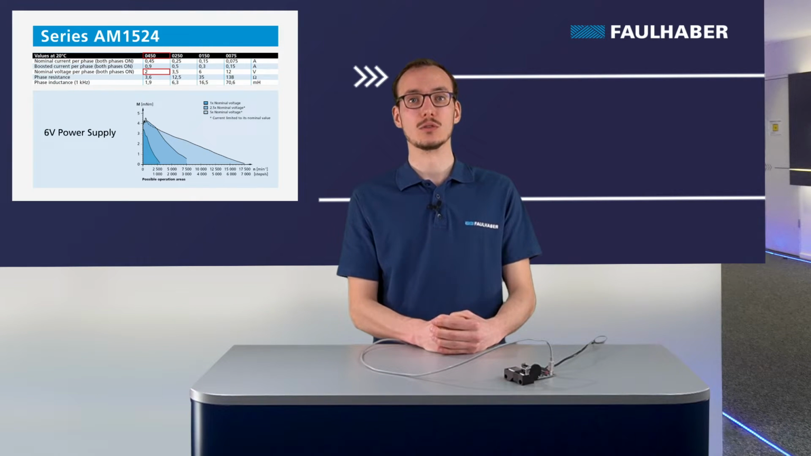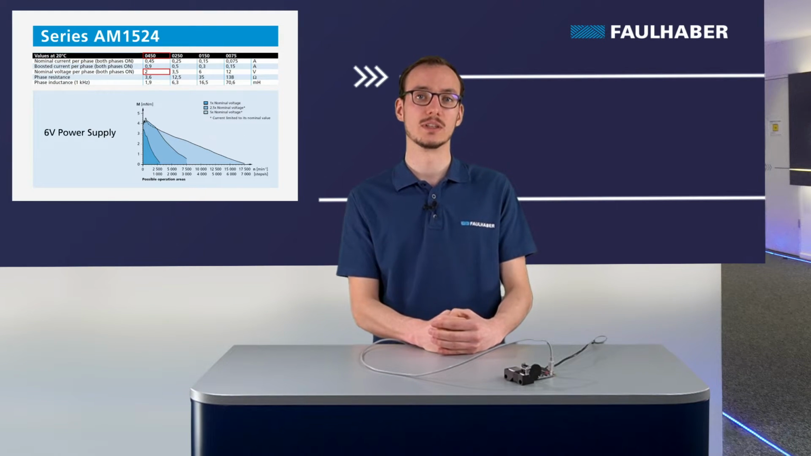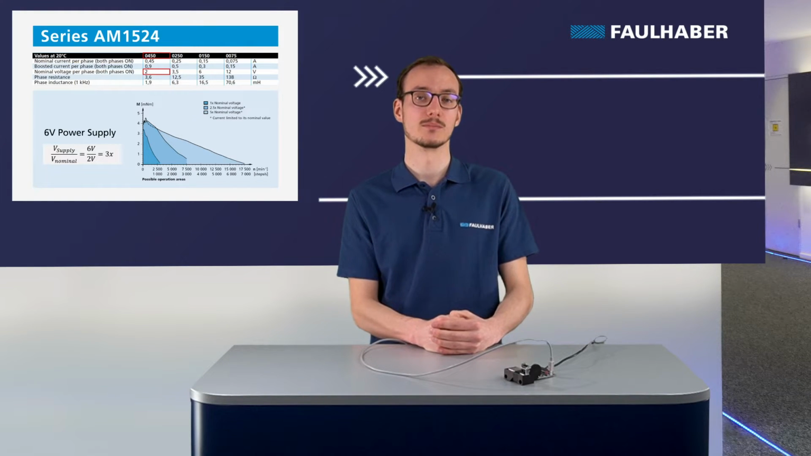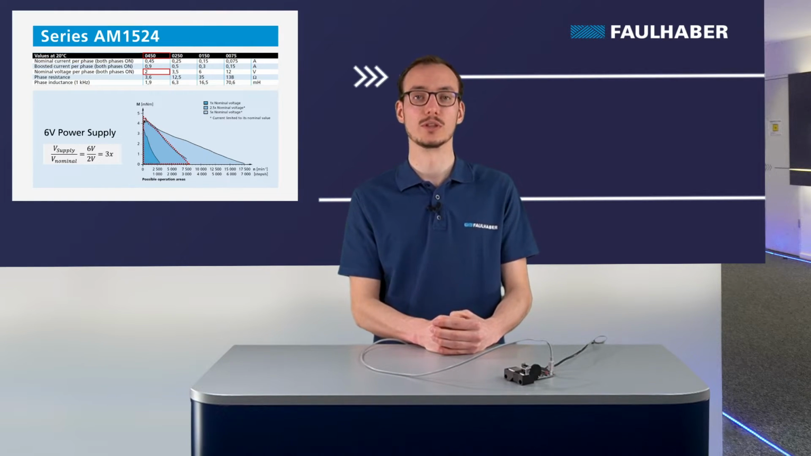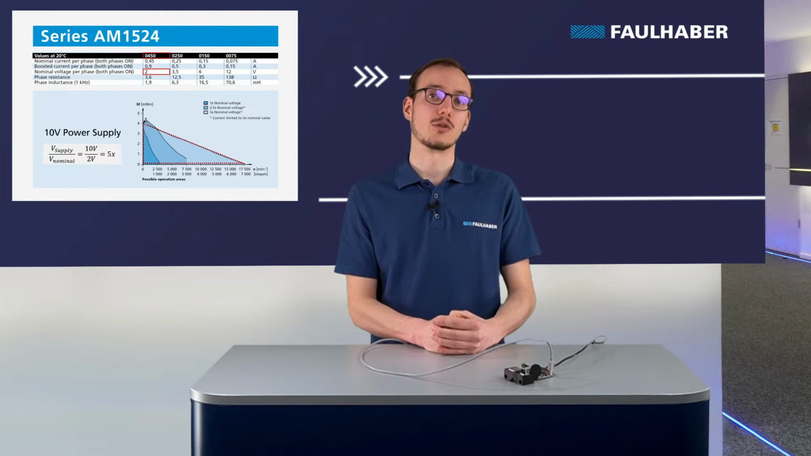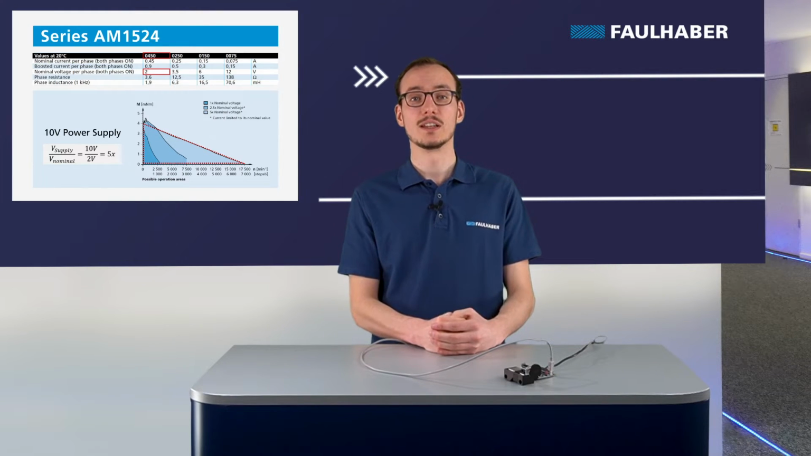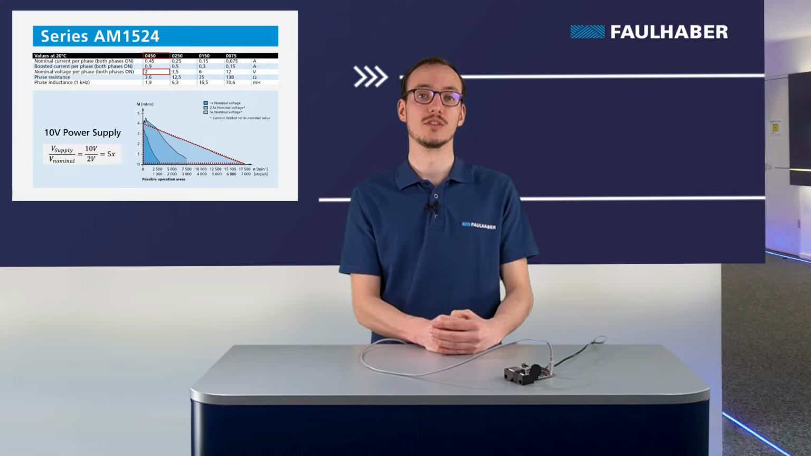Now, if you decide to use again a 6 volt supply voltage, but take the 0450 winding type, which has a nominal voltage of 2 volts, you will have another ratio, this time a ratio of 3. This means that you will be able to work in a larger area like this. Now, if you take the 0450 winding type and use a 10 volt power supply, you will have a ratio of 5 and will be able to work with the entire working area of the motor and reach the maximum speed and torque.